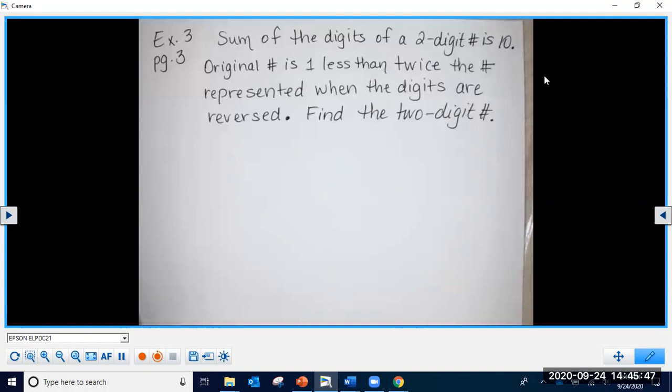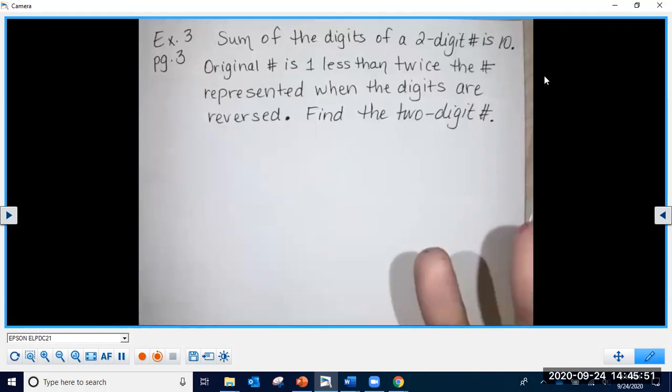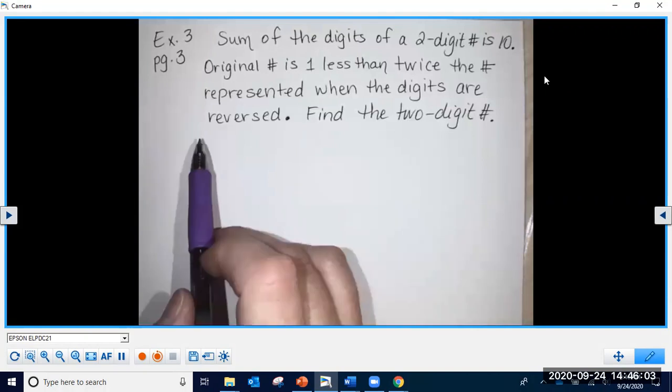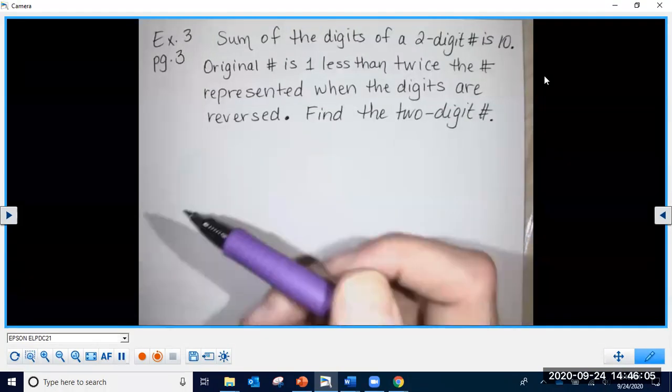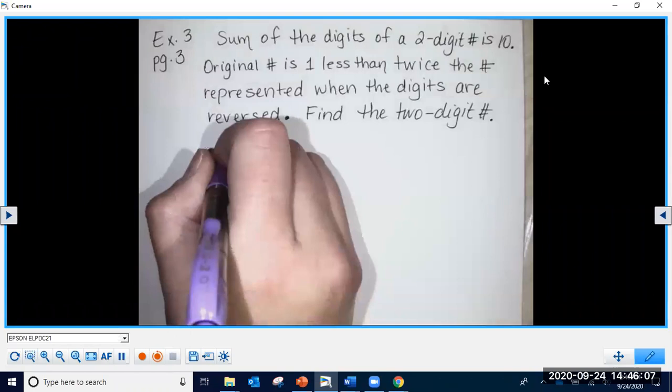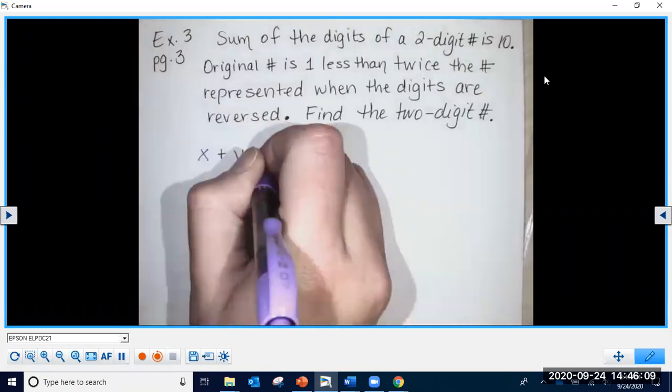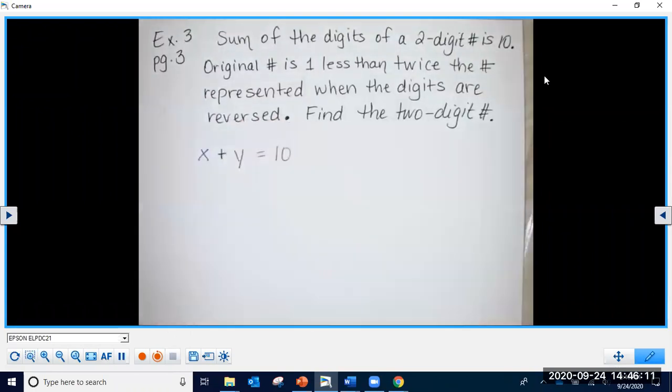So we're going to go through step by step, piece by piece. Let's first define variables for each digit in that number that they're talking about. So you've got some number, we'll say x plus y equals 10 as one of our equations. That's the easy one to come up with. The other one is a lot harder than that.